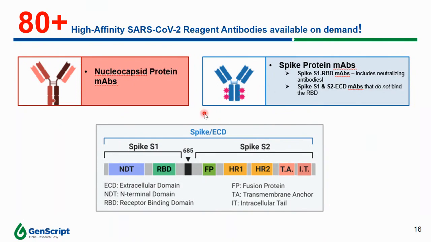And we have a wide range of nucleocapsid protein monoclonal antibodies and spike protein monoclonal antibodies. For spike proteins, we have monoclonal antibodies that recognize only the spike S1 RBD, and some of the monoclonal antibodies possess neutralizing functions. Additionally, we also have monoclonal antibodies that recognize only the spike S1 and S2 ECD.